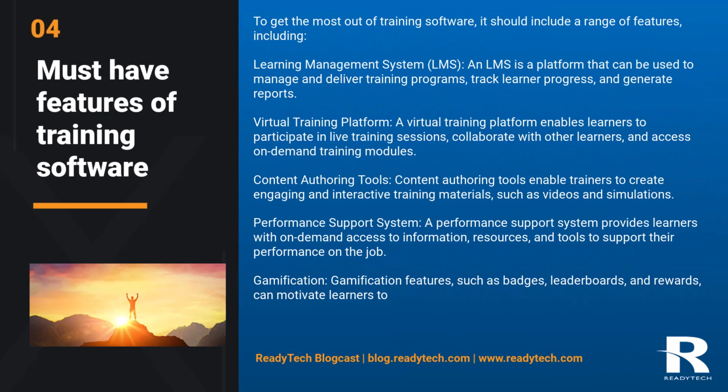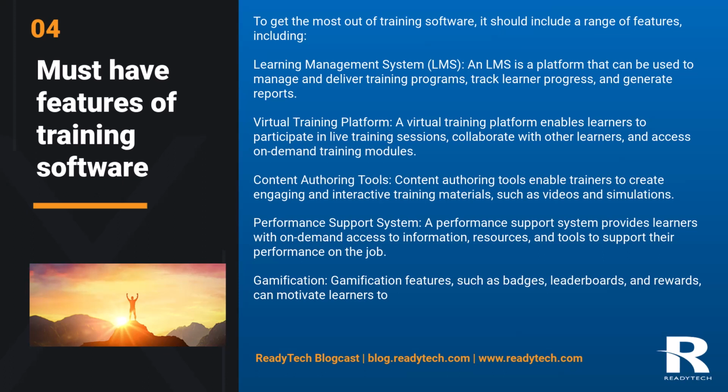Must-have features of training software. To get the most out of training software, it should include a range of features including Learning Management System, LMS. An LMS is a platform that can be used to manage and deliver training programs, track learner progress, and generate reports. Virtual Training Platform. A virtual training platform enables learners to participate in live training sessions, collaborate with other learners, and access on-demand training modules.